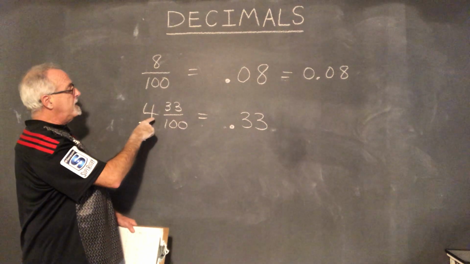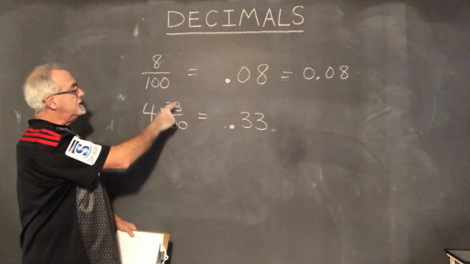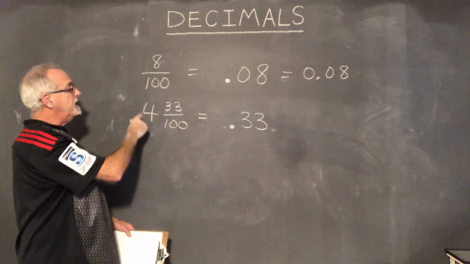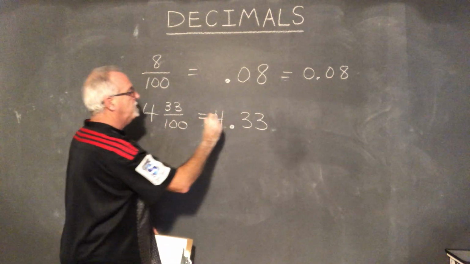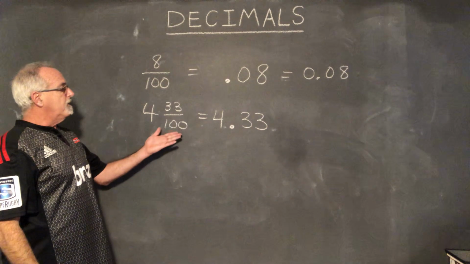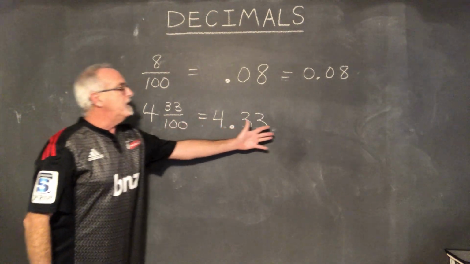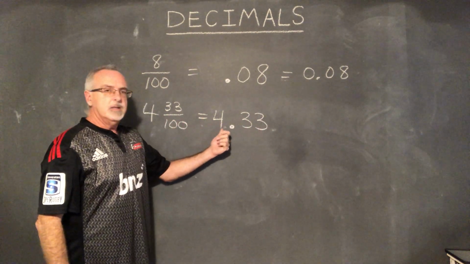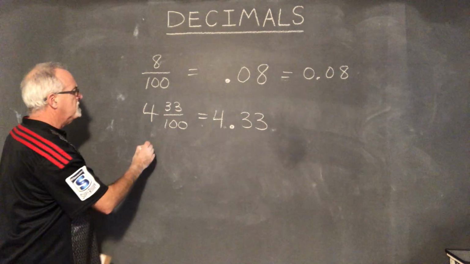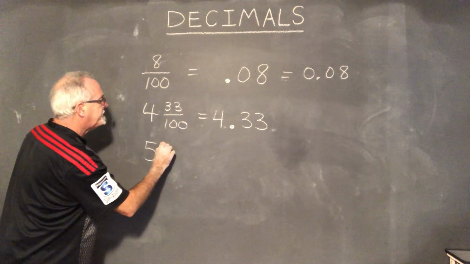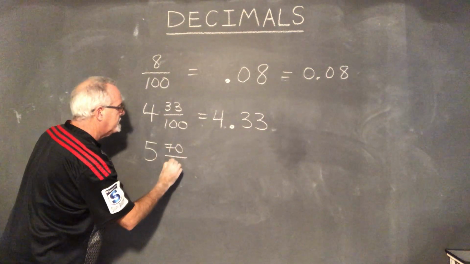And then, I have this big number now. That means this fraction, of course, is bigger than 1, which means I have to put a number to the left of the decimal, and that number clearly is going to be 4. 4.33 is equal to 4 and 33 hundredths, and I don't have to talk about whether I need to put a 0 here because the 4 took that position for me. How about 5 and 70 hundredths?